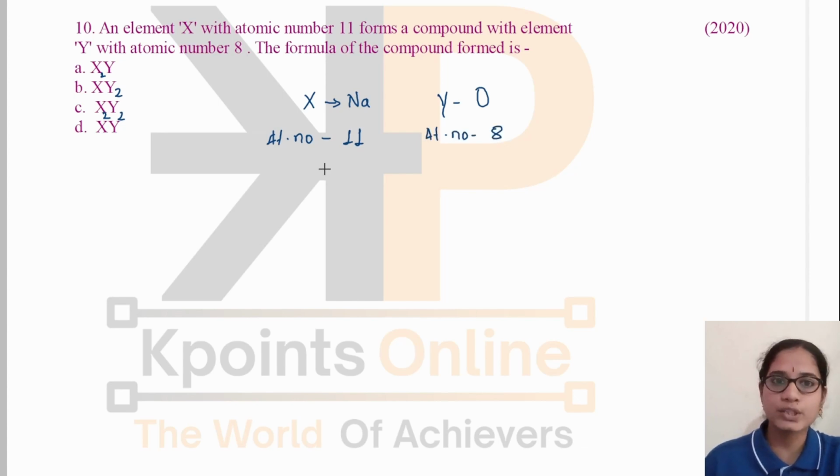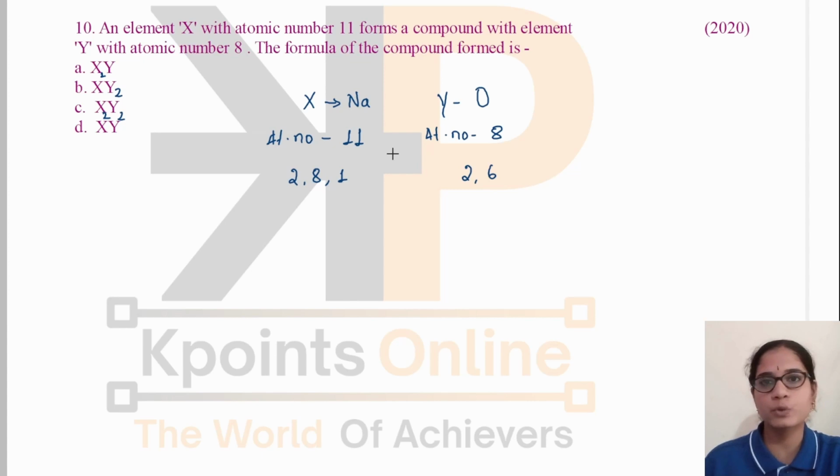Let us write the electronic configuration. The electronic configuration of oxygen will be 2, 6. See here, in order to write the formula of the compound, we should have knowledge about the valencies. You can see here, sodium is having one electron in its outermost shell. So in order to form the stable octet, what happens? It tends to lose one electron.